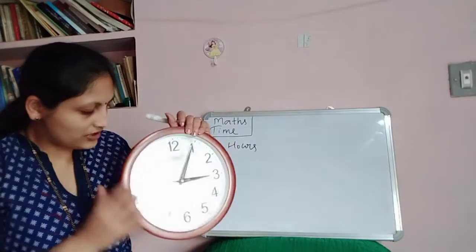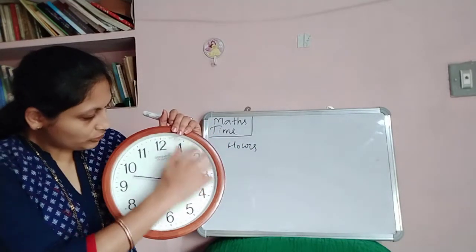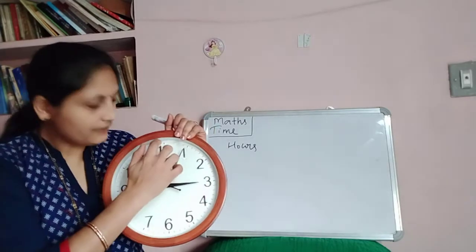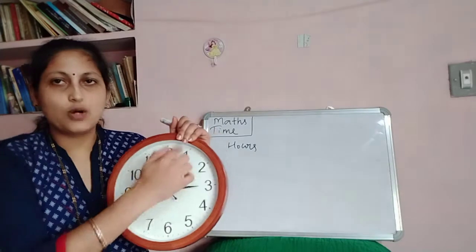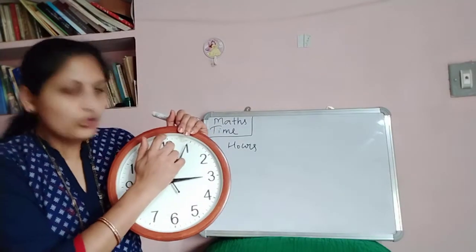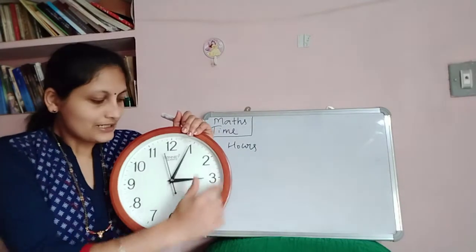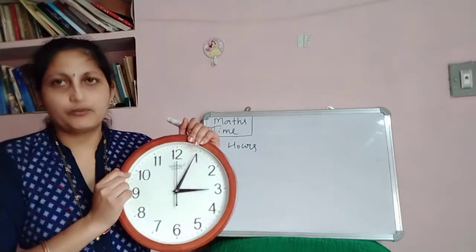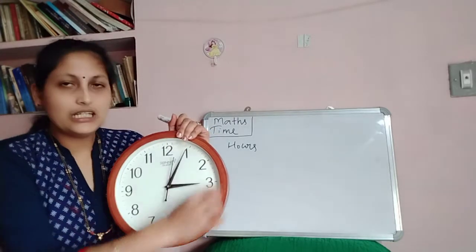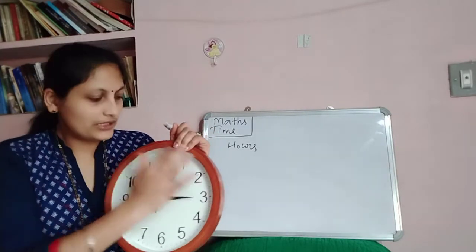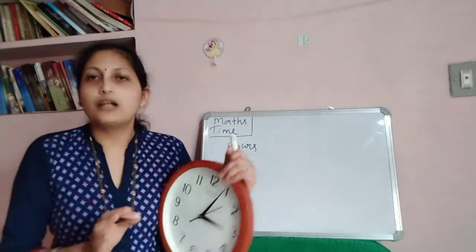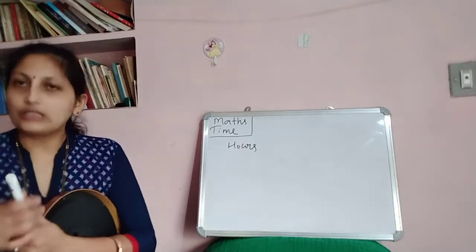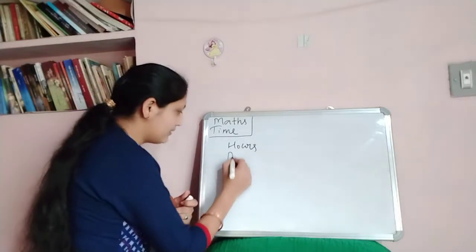You can also see, from 12 to 1 and round again up to 12, small divisions, small lines are present. If you count, there are 60 such lines. These small lines or divisions are called minutes.